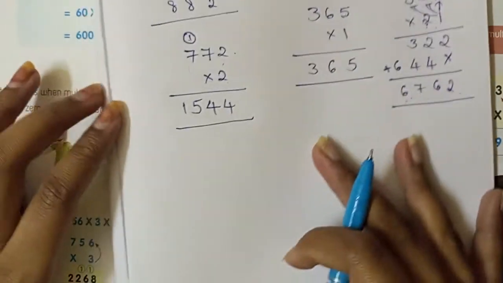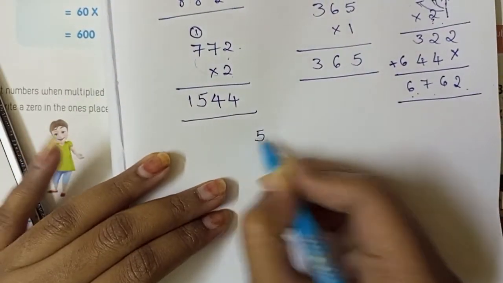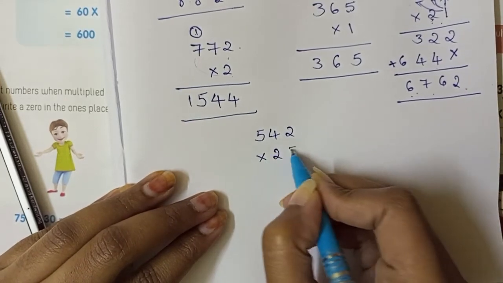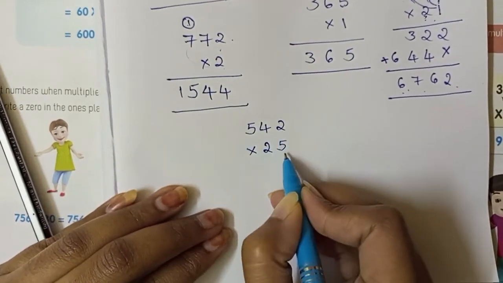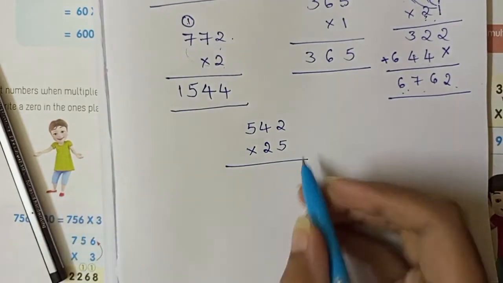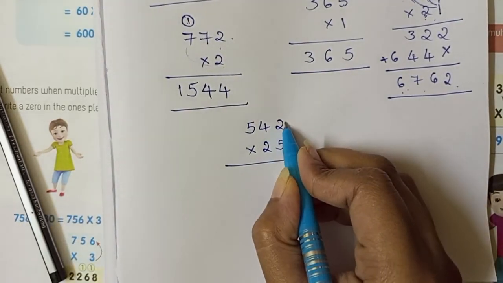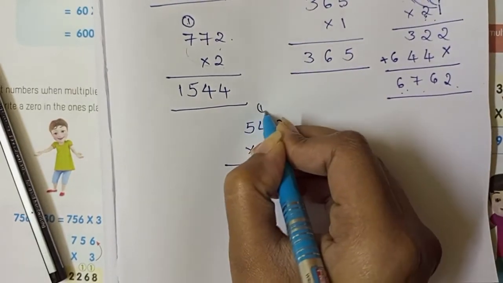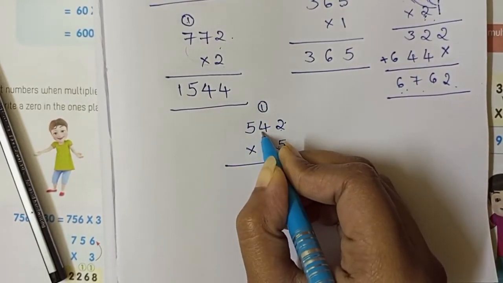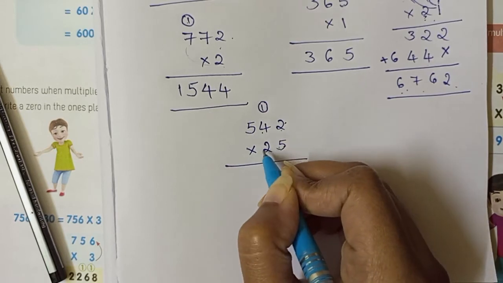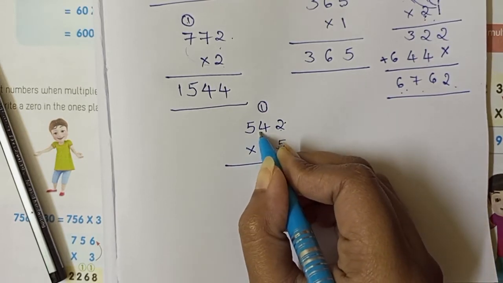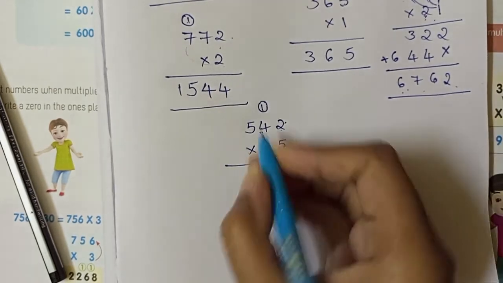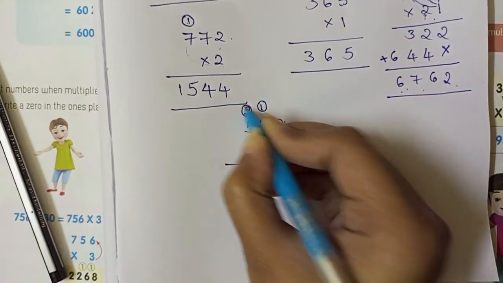And again, see the next example. 542 into 25. See here, 5 into 2. 5 twos are 10. 1 carry out to the tens place. 5 fours are 20 plus 1, 21. 1 down here. 2 carry out to the hundreds place.